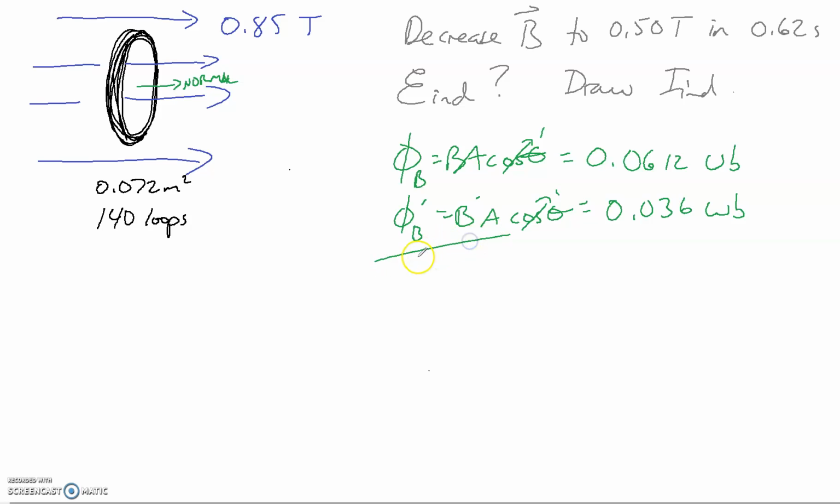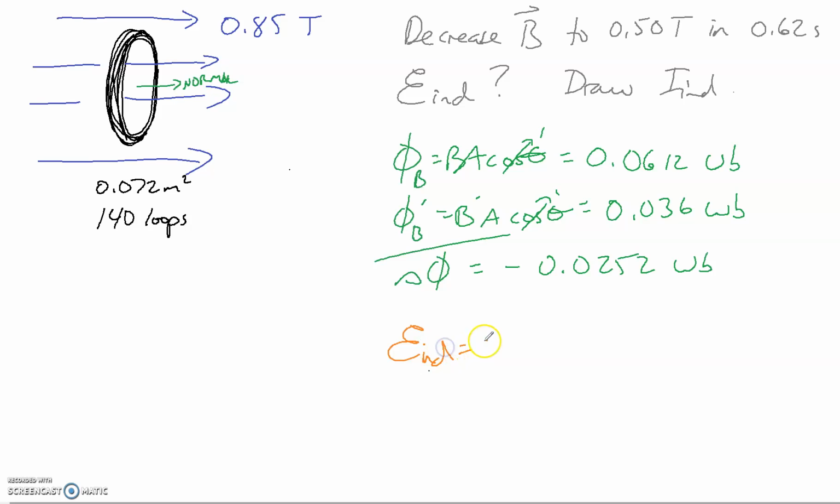Okay, so we got our first flux, we got our second flux. So of course we want to know our change in flux. We'll just subtract the two, and it'll end up being negative because we are having less flux. So the change in flux is negative 0.0252 Webers.